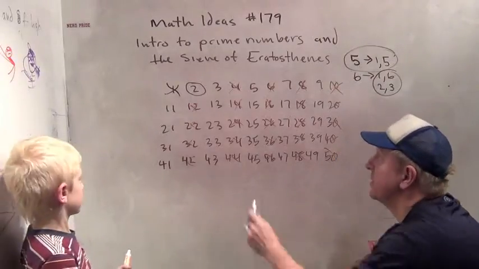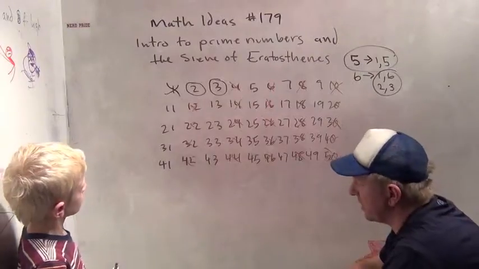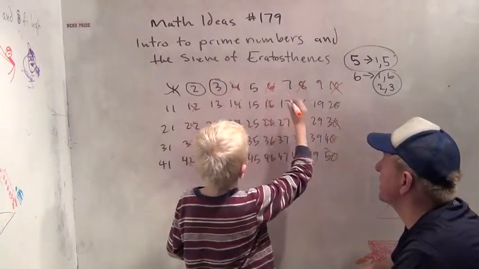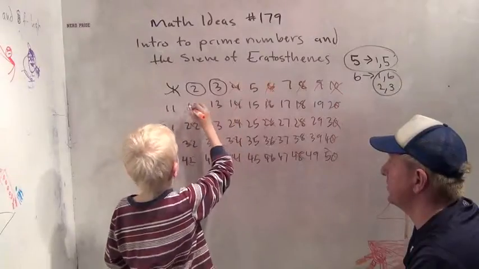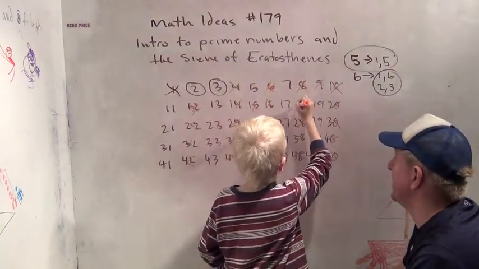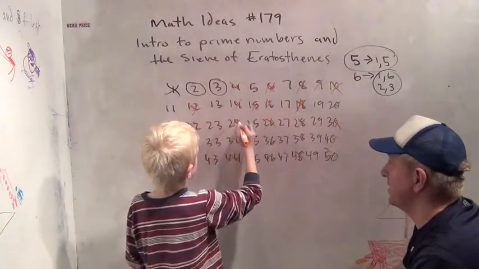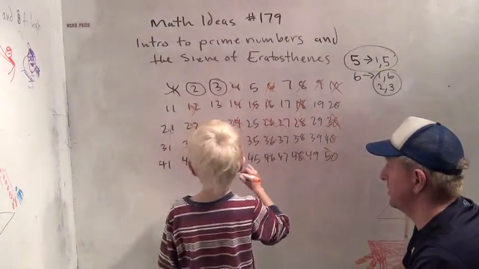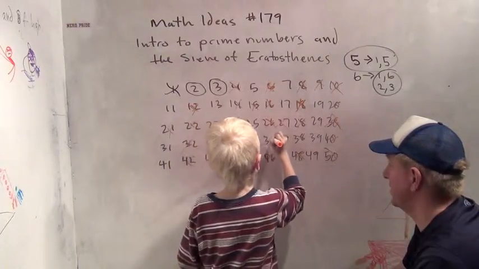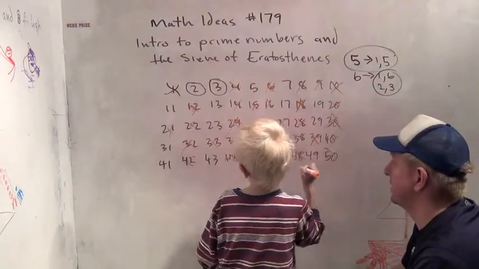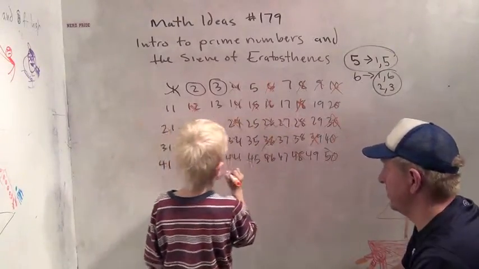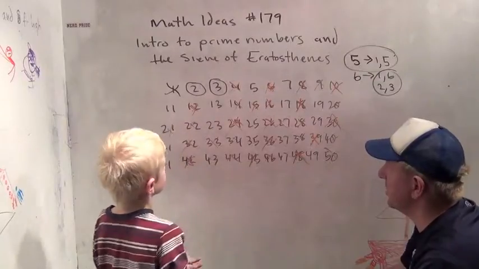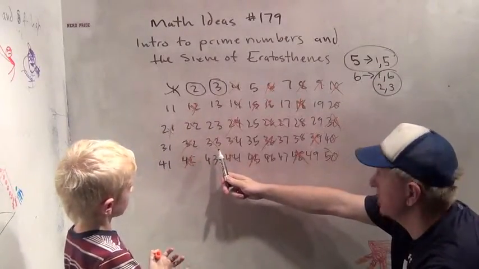Now next we're going to circle 3 because it's the next number we have, and we're going to cross out all the multiples of 3. Even if they're already crossed out, we're going to cross them out again. You ready? 3, 6, 9, 12, 15, 18, 21, 24, 27, 30, 33, 36, 39, 42, 45, 48, and that's it. So we know, for example, that 33 is not prime because 3 goes into it.